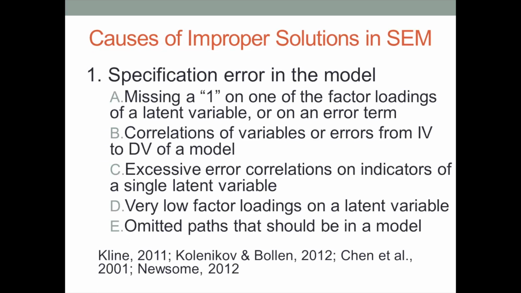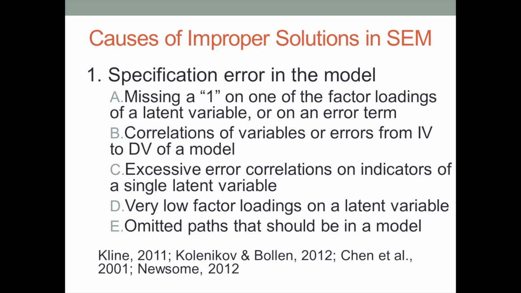Okay, so what causes improper solutions? Usually, number one, there's a specification error with the model. You're missing a 1 on a factor loading, on a latent variable, an error term. You're correlating across a regression path. You may have excessive error correlations on indicators of a single latent variable. And generally, the rule of thumb is to start with not correlating any of those, and then to improve model fit, you can follow modification indices to correlate some of those. But again, you want parsimony. You want to do as few as possible.